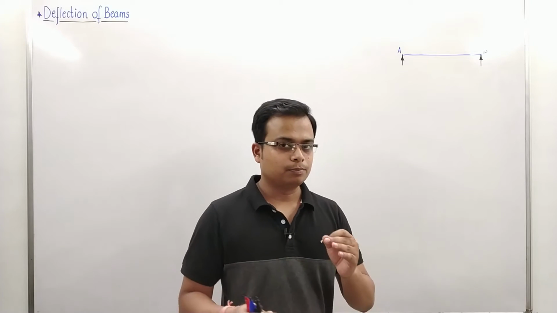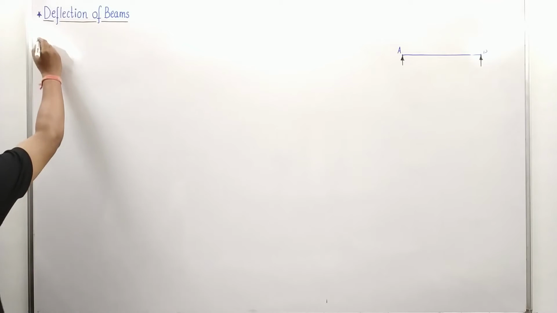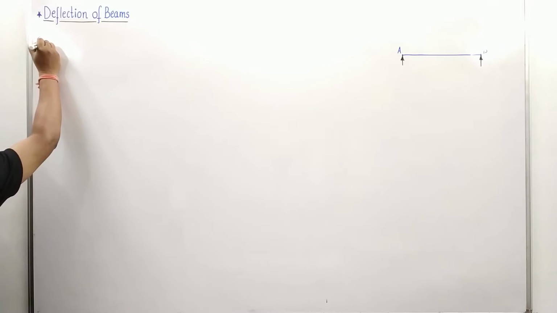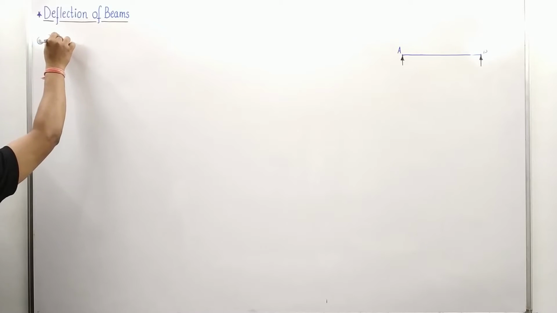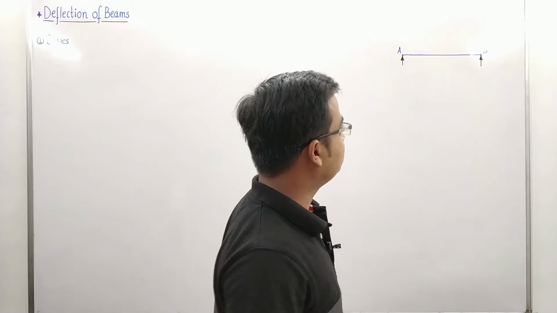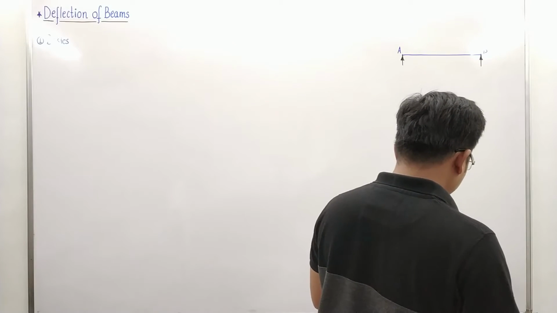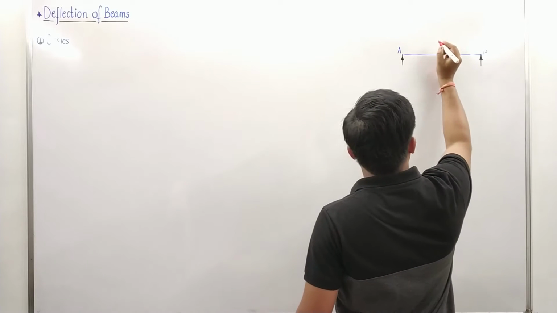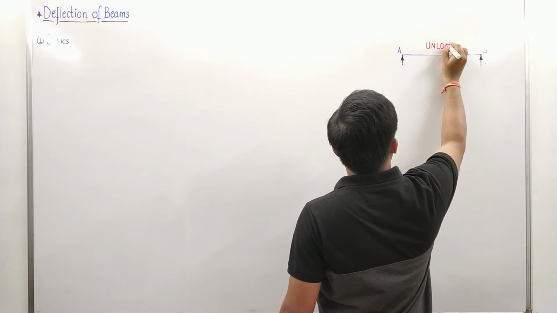Let us try to work out what this exactly is and what are the basics that first need to be covered before you start learning deflection of beams. Let us start with the basics. And over to the right of the whiteboard, you can obviously see this is a beam. Right now, this beam is in an undeflected position. Unloaded beam.